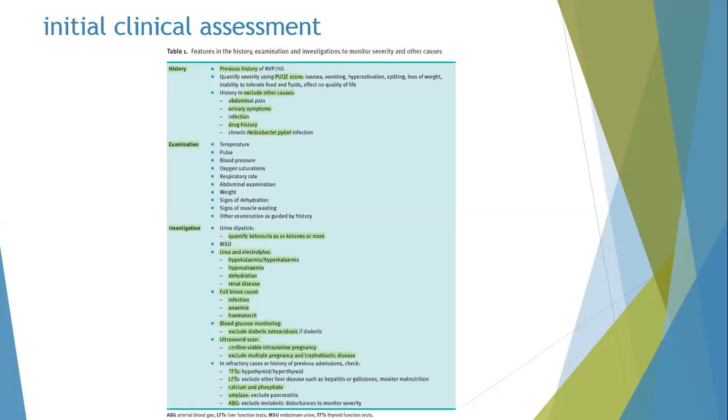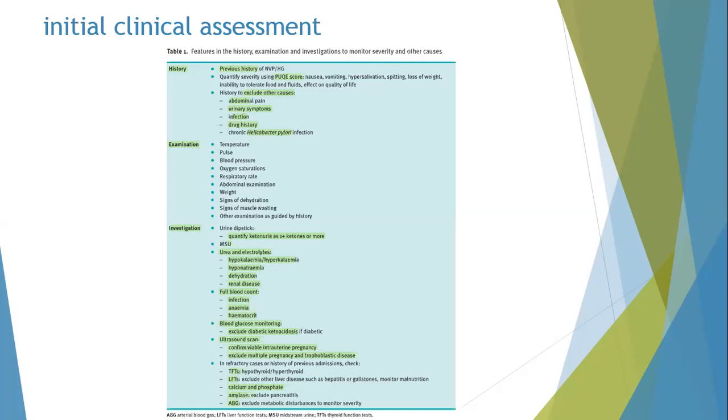Okay, investigation first, urine dipstick. We should measure ketone bodies, quantify ketonuria. Okay, and midstream urine, very important, because as we said, urinary infection can cause nausea and vomiting. Urea and electrolytes, this is for electrolyte imbalance, hypokalemia or hyperkalemia can occur, both can occur, hypo or hyper. Hyponatremia, dehydration, and renal disease, renal disease alone can cause nausea and vomiting.